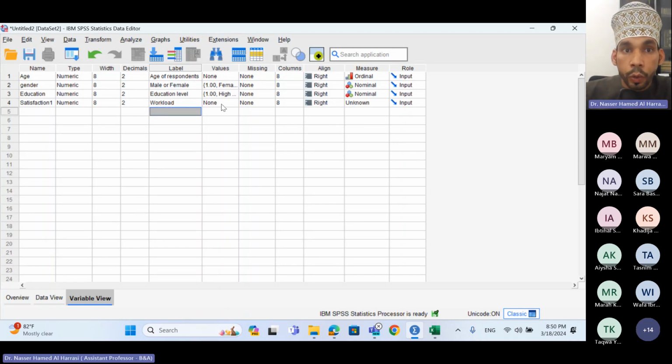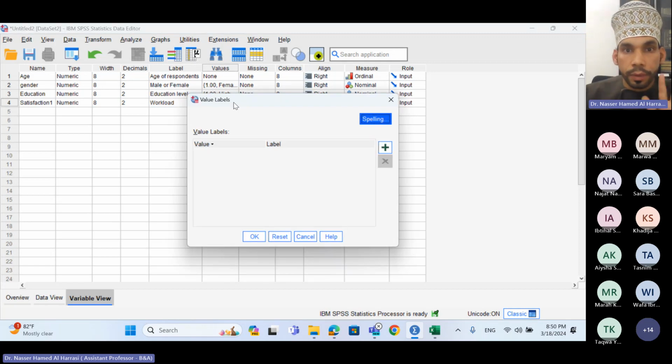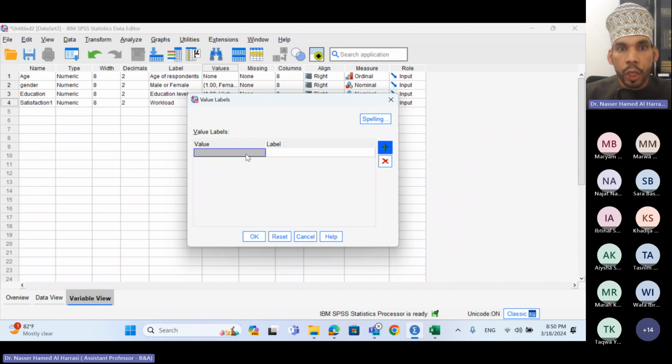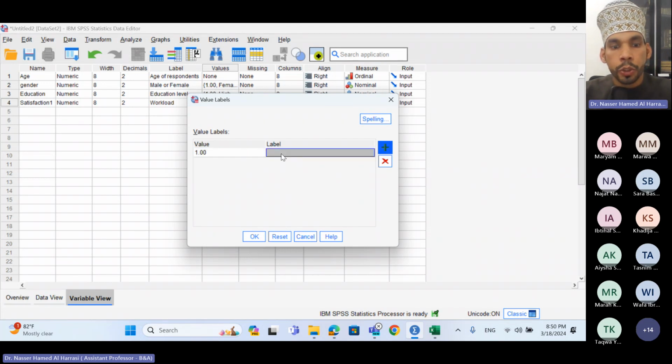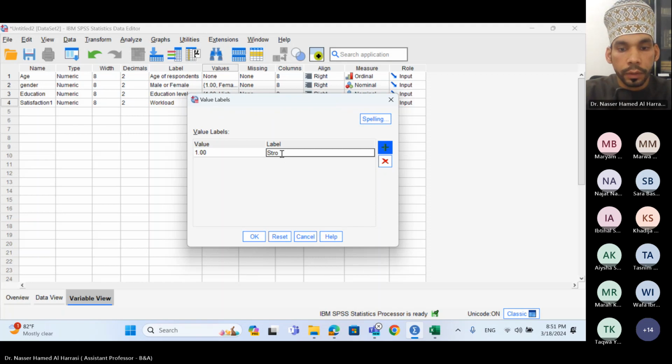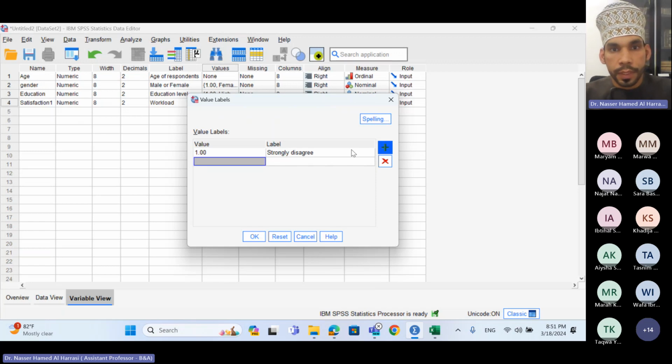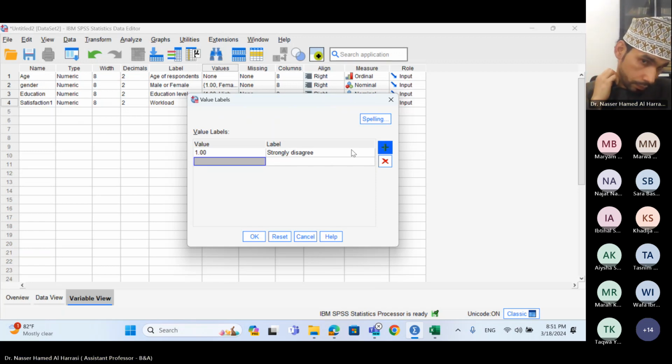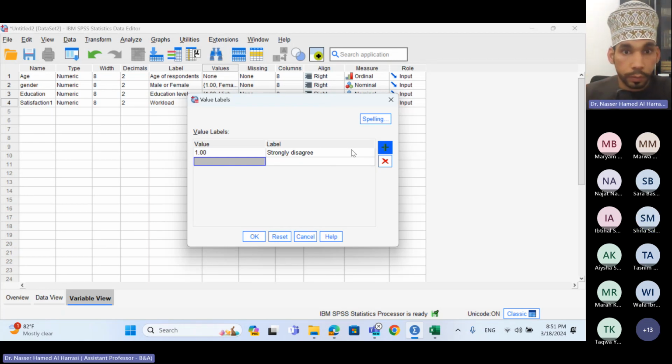Then here we are going to use a value. As we said, we are having a Likert scale from 1 to 5. So 1 equals strongly disagree. Am I right? Then, yes, please. If we did the opposite, meaning strongly agree first? It is okay.